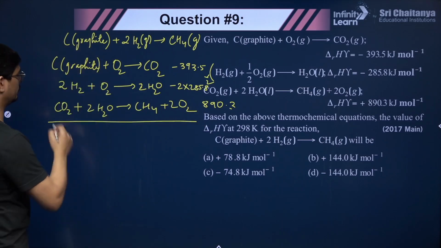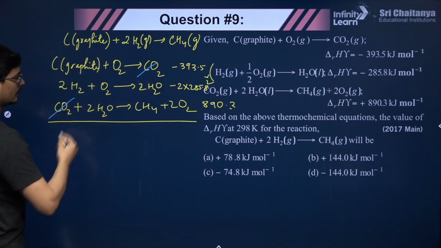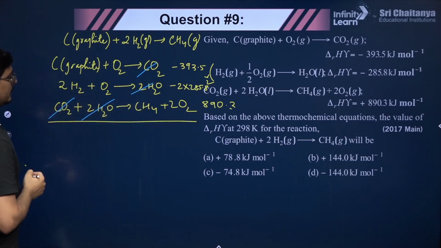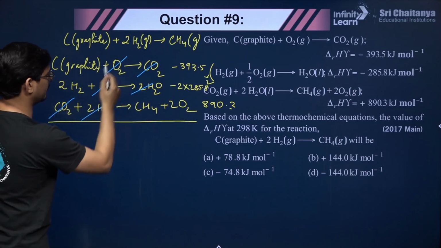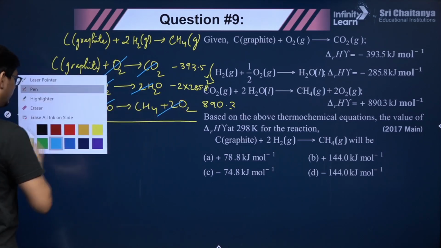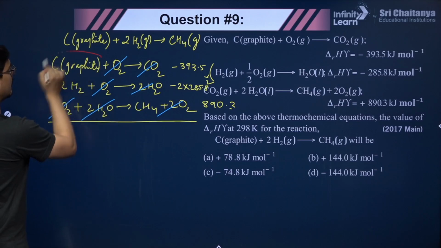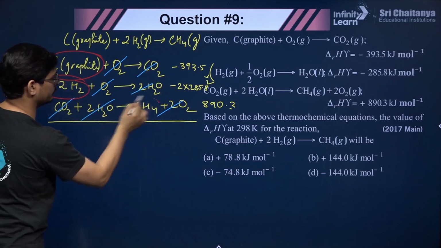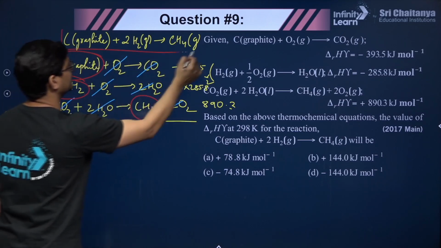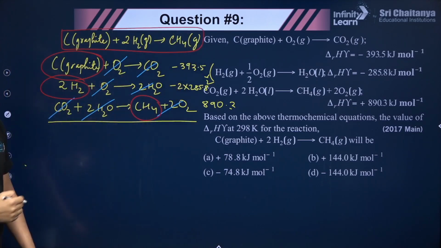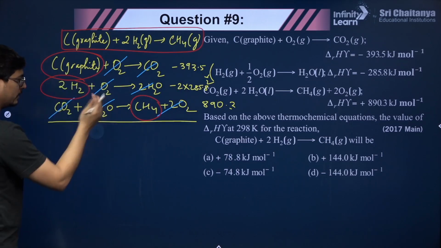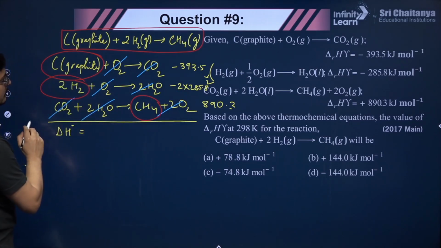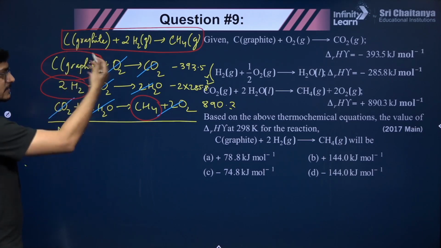Okay, so CO2 will cancel, and here 2 water will cancel, right? And 2 oxygen will cancel. What you will be left with is carbon graphite plus 2 hydrogen, right? And methane. Yes, this is precisely what we needed, right? So now you can very easily find the enthalpy change of this reaction. The enthalpy change of this reaction will also be the sum of these, right?